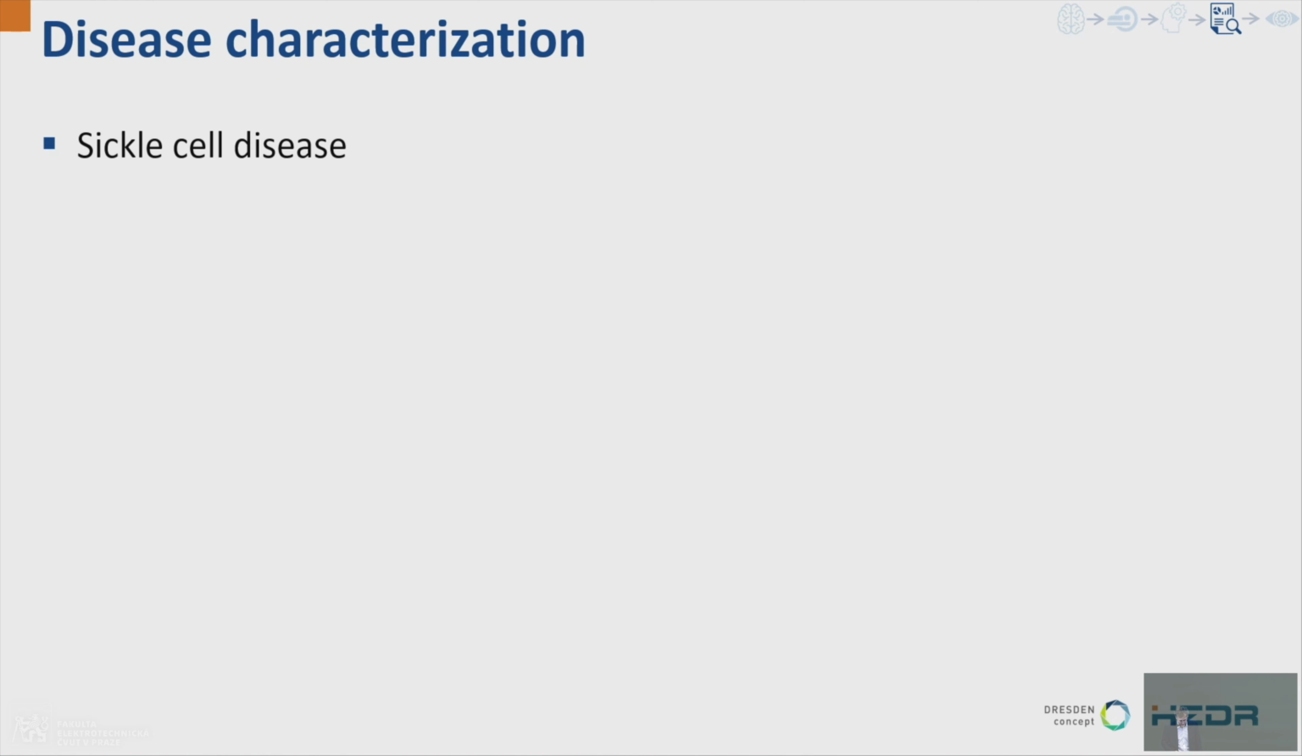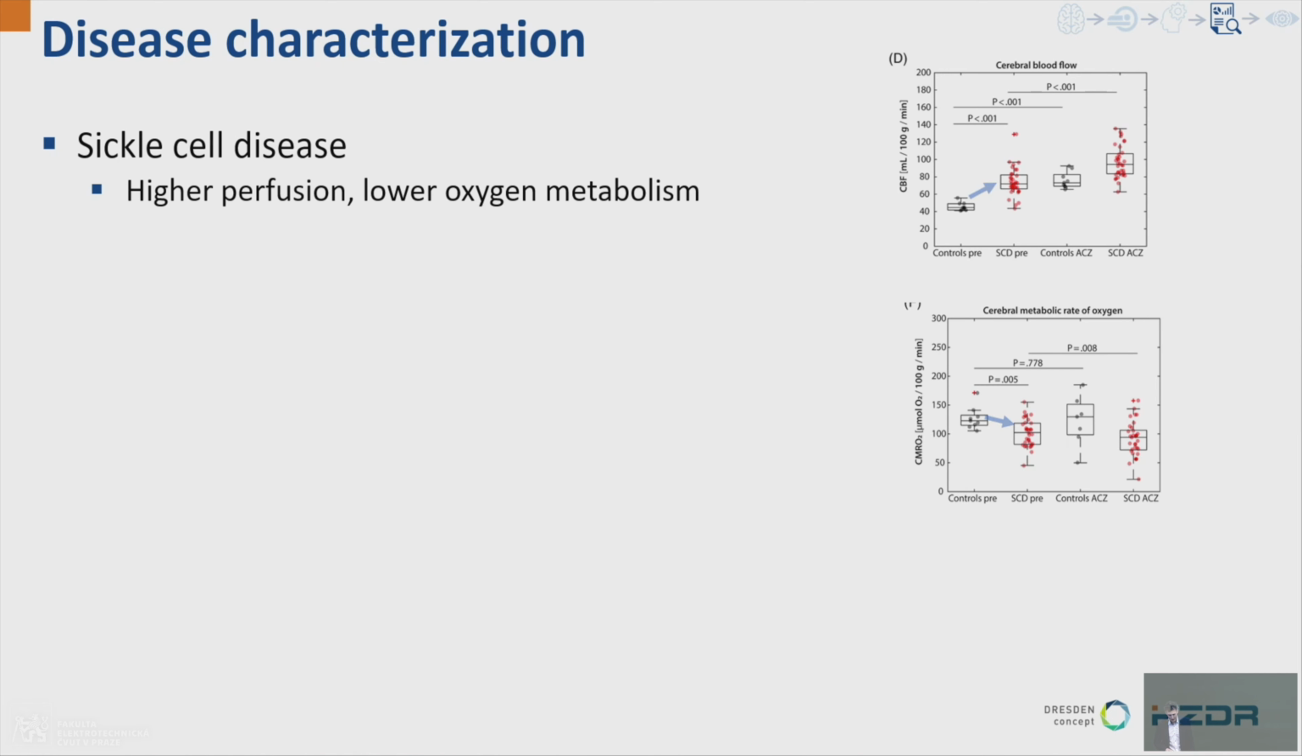So first of all is sickle cell disease. In sickle cell disease, the patients have deformed red blood cells that causes the red blood cells to have a lower oxygen carrying capacity. So we were checking what happens when we measure these patients with ASL perfusion, and we found out that the perfusion is higher in the patients because the body is trying to compensate for the lower oxygen carrying capacity of the blood cells. But interestingly, despite higher perfusion, the oxygen metabolism, so the delivery of oxygen to the brain, is lower.